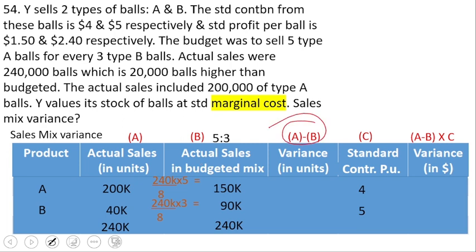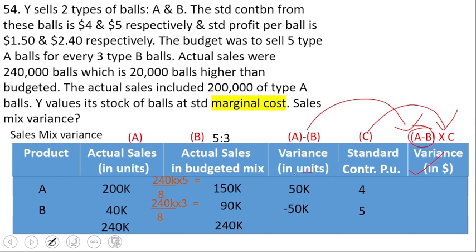Now A minus B, it's 200,000 minus 150,000, so we get 50,000. And as for product B, it's 40,000 minus 90,000, or it is negative 50,000. So the total is 0. Now the last column, that's the variance in dollars. So you have to multiply the A minus B column with the C column. That is this column multiplied by this column.